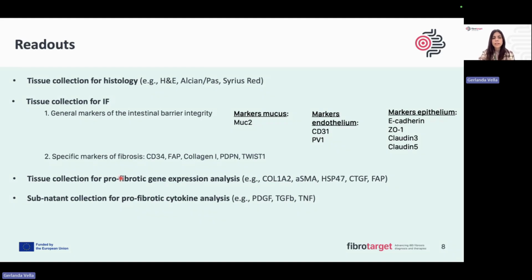The tissue collected can also be analyzed to assess the modulation of profibrotic genes upon the treatment, including CTGF, FAP, alpha-SMA, and the subnatant can be analyzed for assessing the modulation of the profibrotic cytokines, such as PDGF, TGF-beta, TNF.